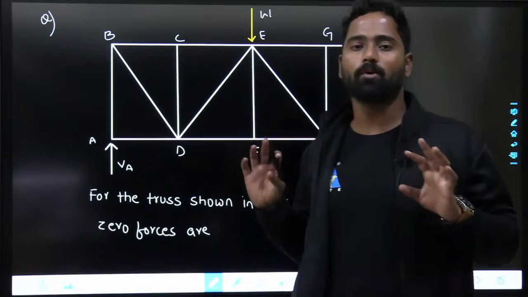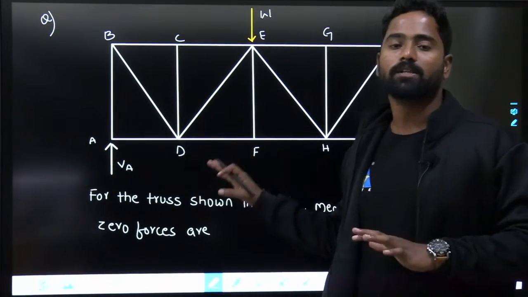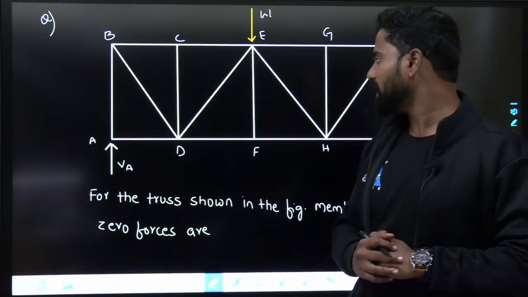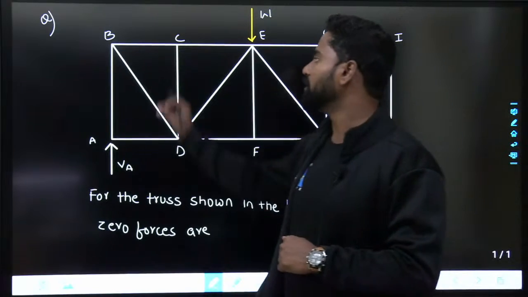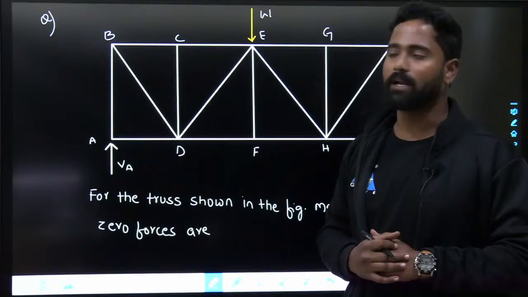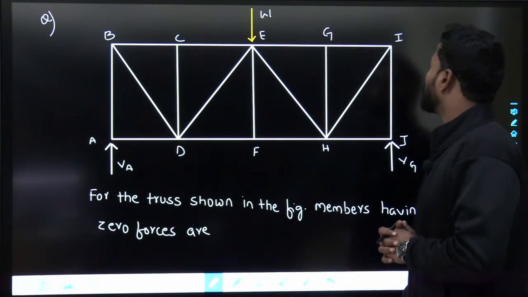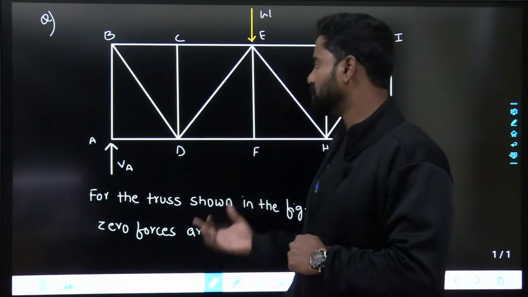Apply any method you want to apply. Just tell me what are the members that are going to have zero forces. Like if you find force in member BD is 0, just write down BD. If AD it is 0, write down AD, like that. So just tell me what are the members which will be having zero forces. Please give me your answers.